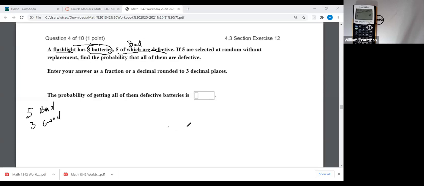So we're going to select 5 batteries at random. So I'm putting 5 blanks there. 5 batteries. It says select 5. If 5 are selected at random without replacement, that means we're not putting the batteries back. We're going to throw them away. Find the probability that all of them are defective. So in the first one, what's the probability of getting a defective battery?